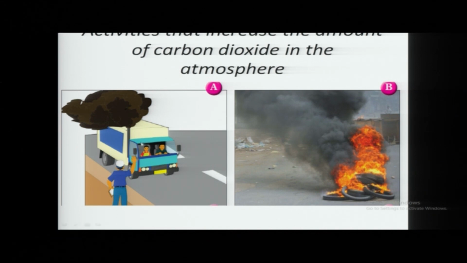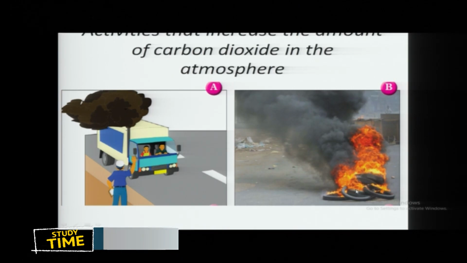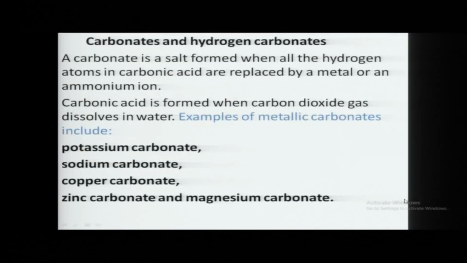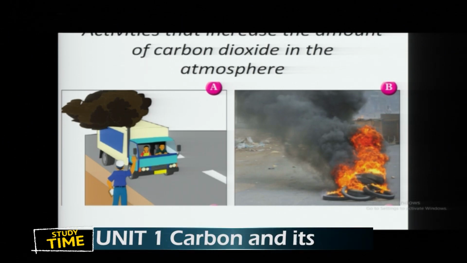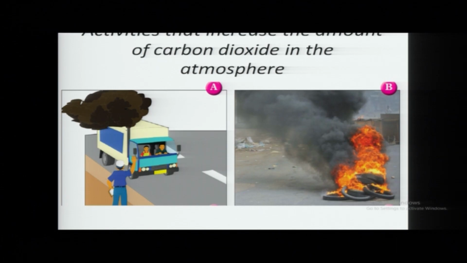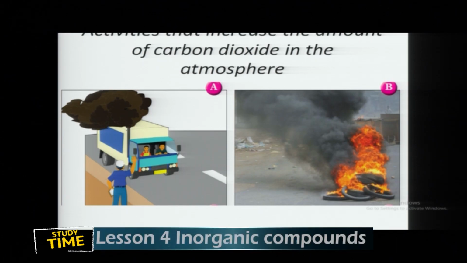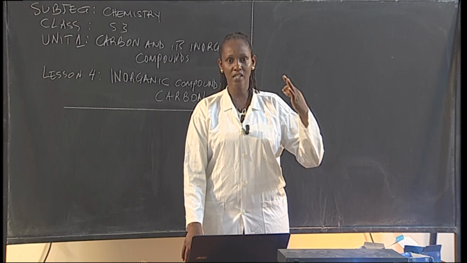These are vehicles, see? Emission of carbon dioxide into the atmosphere. And this is burning of wastes, like old tires, all right? What does it mean here? It means that if this carbon dioxide is emitted into the atmosphere in high amounts, instead of being useful, as we said it is for photosynthesis, it now becomes harmful because it will lead to what we call global warming or the greenhouse effect.